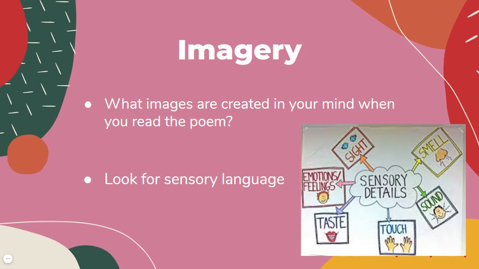Next, we have imagery. What images are created in your mind when you read the poem? It might be something that the author is describing. Look for that sensory language. Remember your five senses. The author is going to use those senses to paint a picture in your brain. They might describe what something looks like, how it smells, sounds, feels, tastes. Maybe it'll talk about emotions in there. Those are all sensory details that you need to look at.